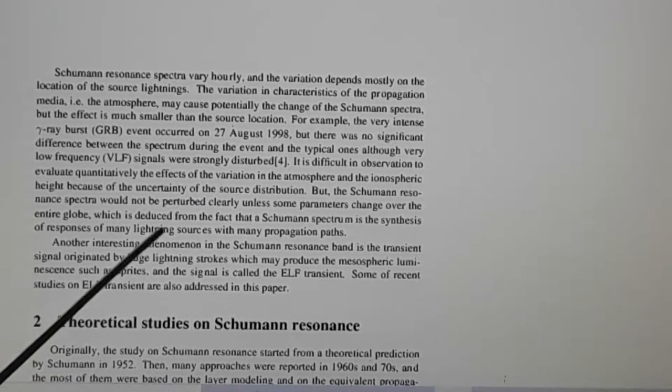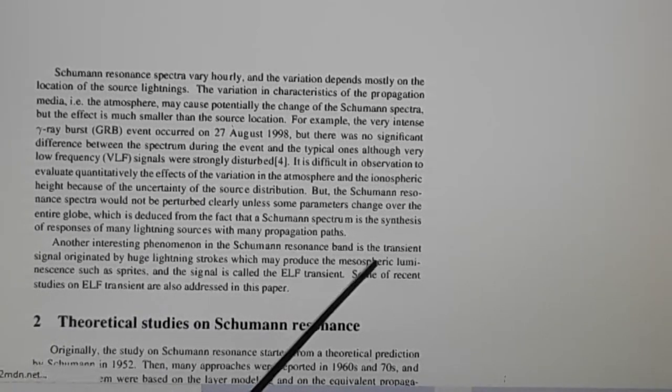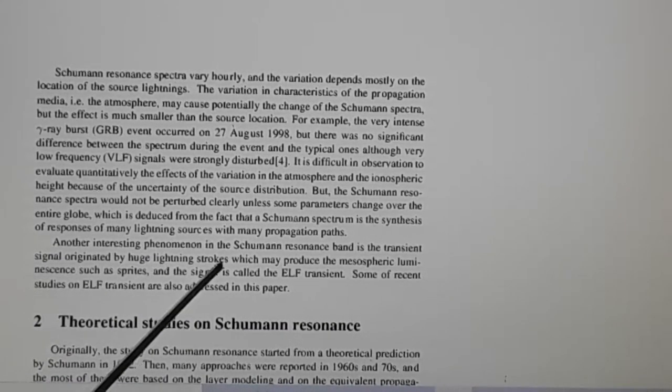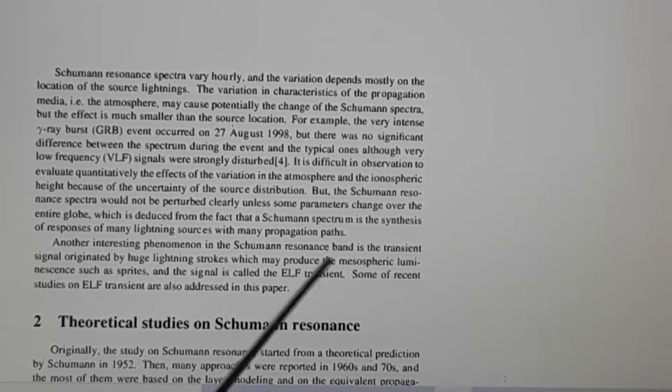Another interesting phenomenon in the Schumann resonance band is the transient signal originated by huge lightning strokes, which may produce mesospheric luminous events, such as sprites, and the signal is called the ELF transient. Some recent studies on ELF transients are also addressed in this paper.